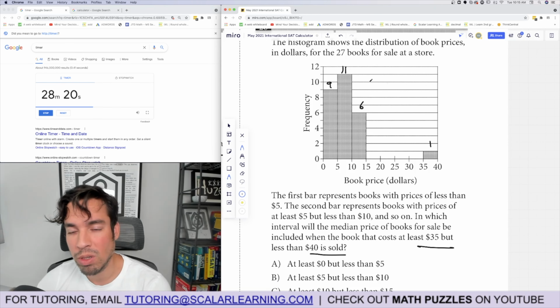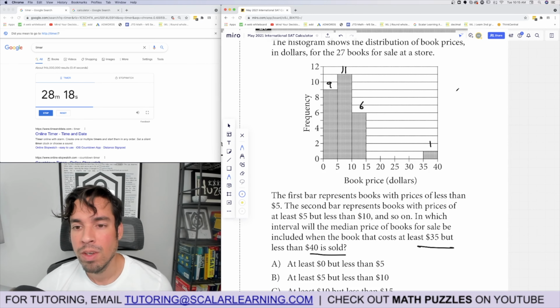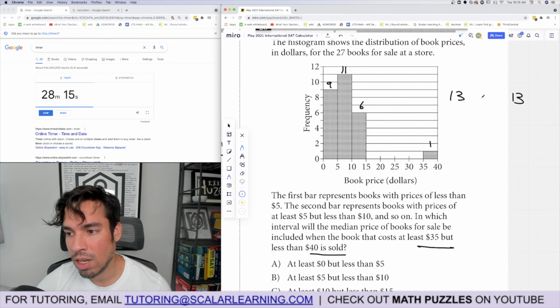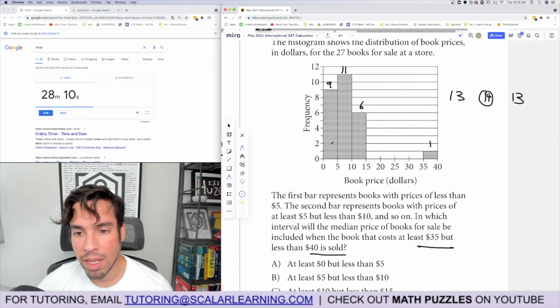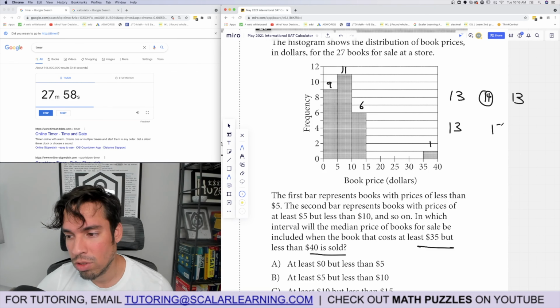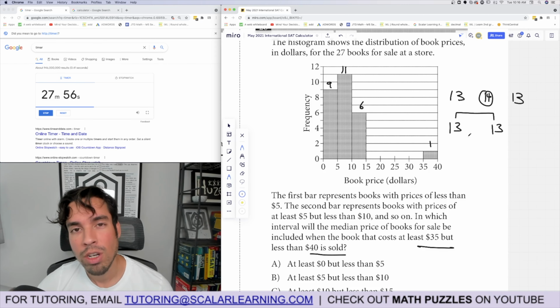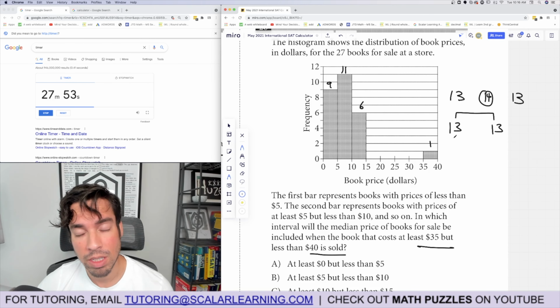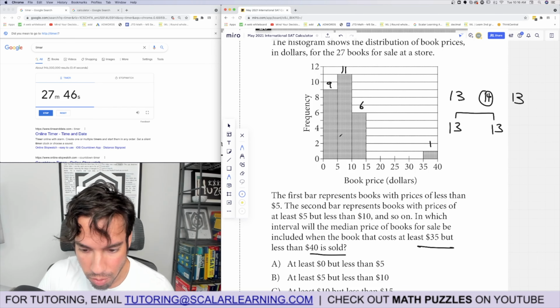So we got 27 books. The median's the middle, so that means there's going to be 13 on either side, and it's going to be that middle value, the 14th value. The 14th value is definitely going to occur in 5 to 10 originally, right? And then even when this is sold, actually it doesn't change. Because even when that's sold, now we're going to have 26, so 13 and 13. So it's going to be the average of the 13th and 14th value, because now when it's even, there's no explicit middle. But the 13th and 14th value will still occur in here either way.